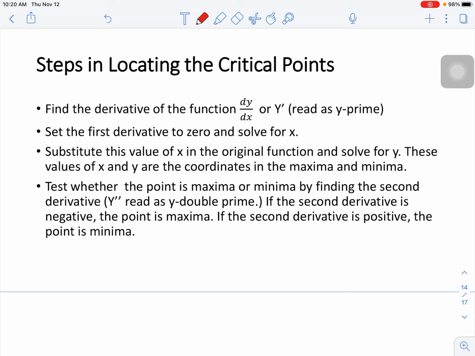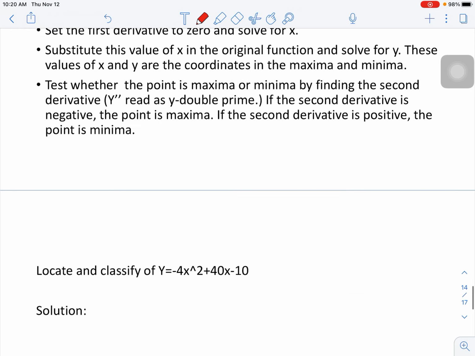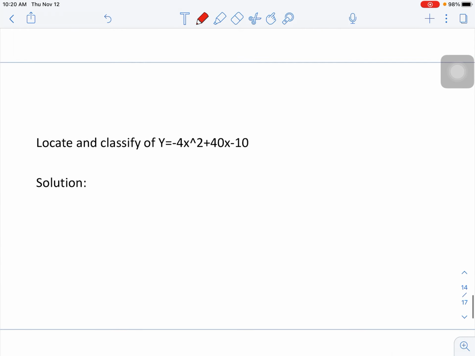To test whether the point is maxima or minima, find the second derivative. If the second derivative is negative, then the point is maxima. If the second derivative is positive, then the point is minima. So let us try this one.